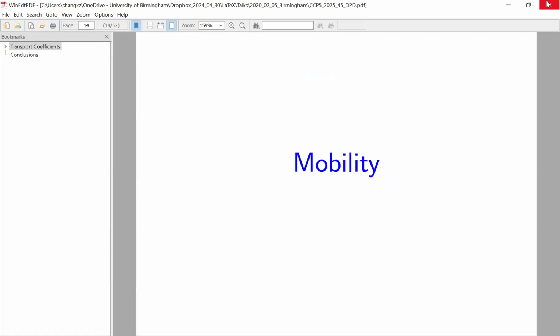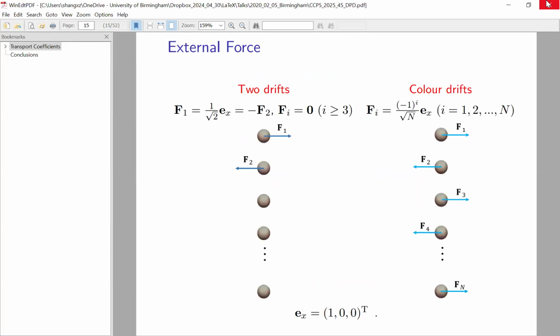So you might be wondering why do we do this? Then I'll show you the advantage of the Norton approach here. Let me show you some results when we try to measure the mobility, which is proportional to the diffusion coefficient. And we tried two cases.